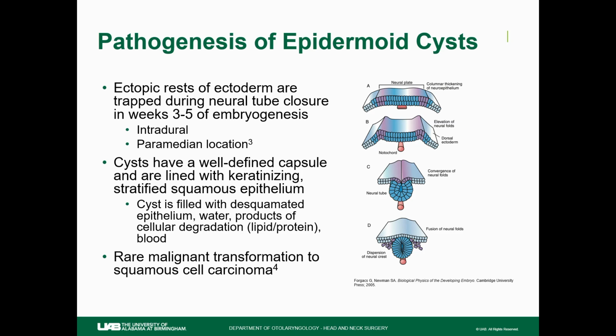So epidermoid cysts arise from ectopic rests of ectoderm that are trapped during neural tube closure in weeks 3 to 5 of embryogenesis. And they end up in an intradural and paramedian location. These cysts have a well-defined capsule lined with keratinizing stratified squamous epithelium. The cyst itself is filled with desquamated epithelium, water, products of cellular degradation, which can be lipid or protein-rich, and occasionally blood. Malignant transformation to squamous cell carcinoma has been described.